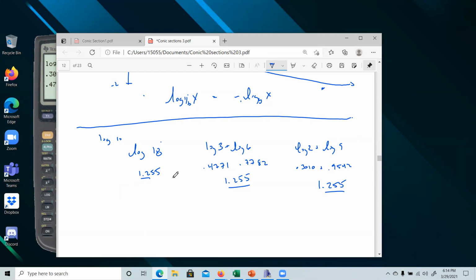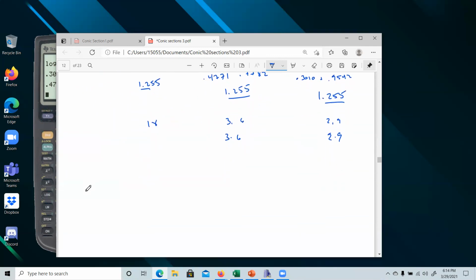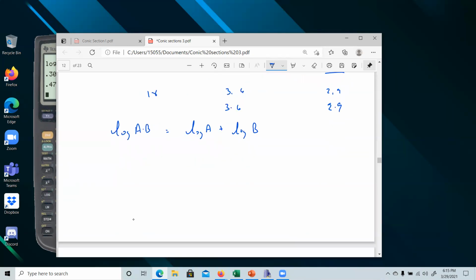So I'm going to ask you, how do 18, 3, and 6, and 2, and 9 relate? What is the relationship between this pair and this number? I know I'm belaboring the point, but this is how you're going to see it. This is any base, by the way, so I'm not going to write the base. The log of a times b is equal to the log of a plus the log of b. That is really a thing.